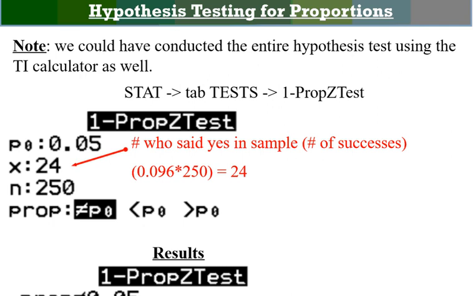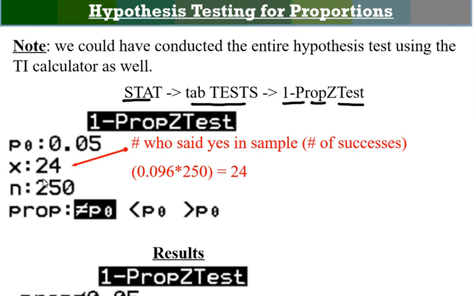Note, we could also use the calculator to do this. When you're doing this in the calculator, you go to Stat, tab over to Test, and choose 1-proportion z-test. You need to give it the stated proportion, which is 0.05 in this case. 5% were claimed to have asthma. This is important. X is the number who said yes in the sample.